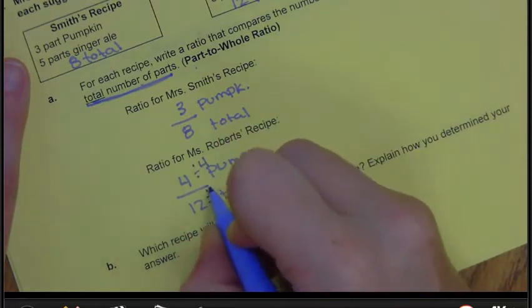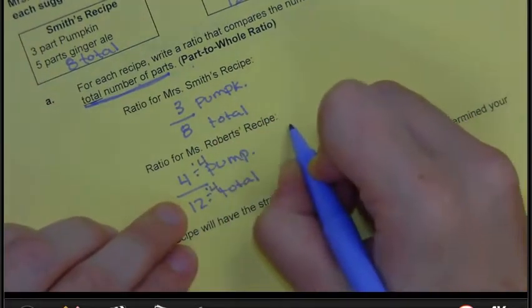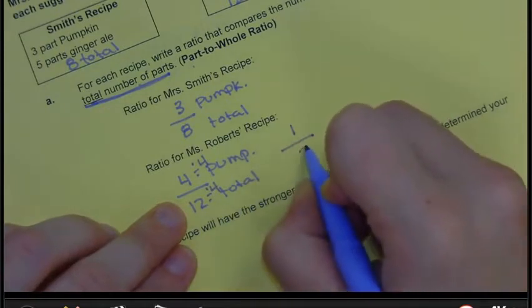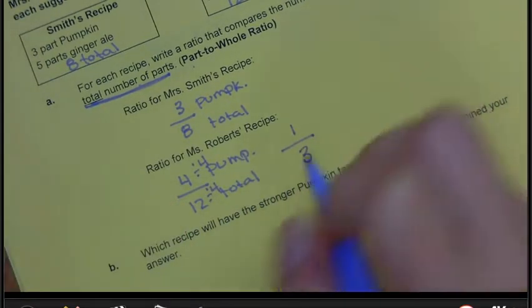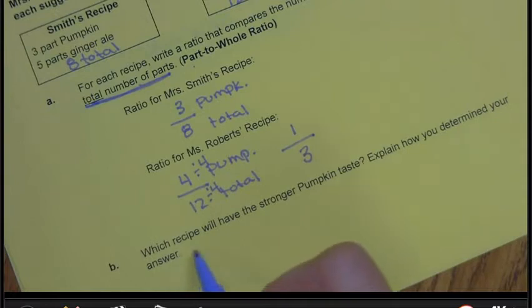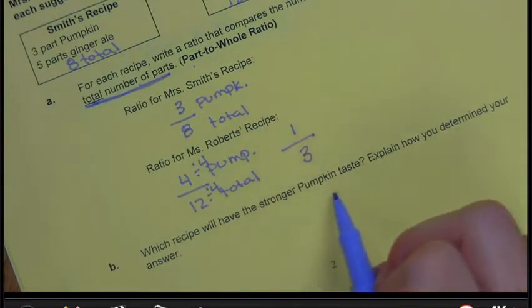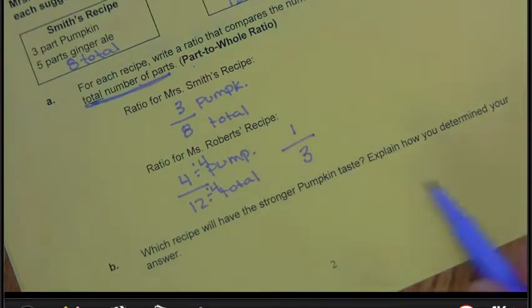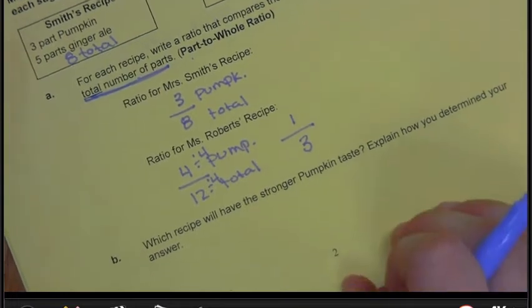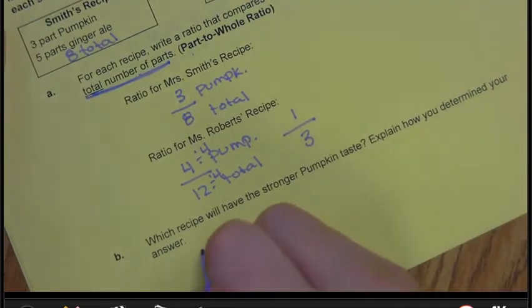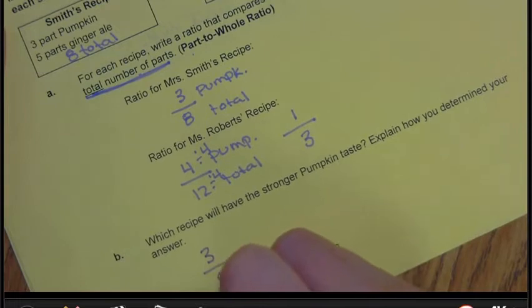So I'm going to divide both top and bottom by 4. Well, 4 divided by 4 is 1, and 12 divided by 4 is 3. Okay. Which recipe will have the stronger pumpkin taste? Explain and how you determined your reasoning. All right, so now I got to compare my 2 fractions. I have 3 over 8 for Smith.